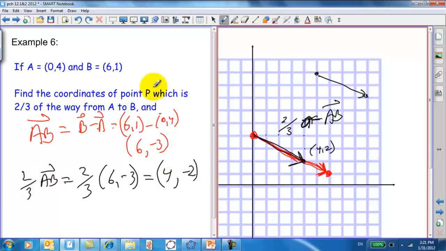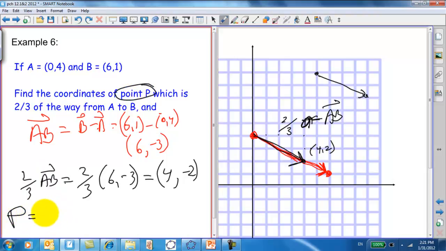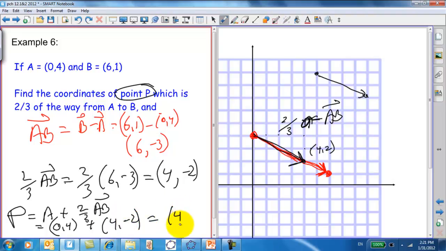Now we want to actually find the point P. The point P is going to be the point A plus 2/3 of the vector AB. So we take our point A, which is (0, 4), and we add on our 2/3 of AB, which is (4, -2), and that gives us the final answer of (4, 2). (4, 2) is the point 2/3 of the way from the point A to the point B. But notice the use of vectors in component form really helped us out with that.